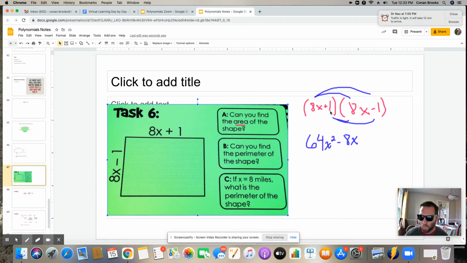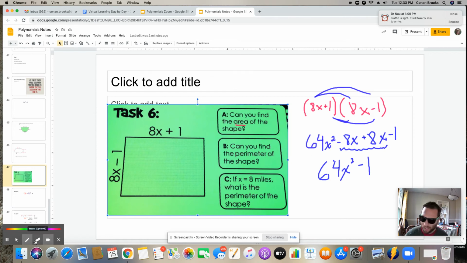And 1 times 8x is plus 8x. And 1 times negative 1 is negative 1. The middle terms combine. Negative 8x plus 8x is actually 0. So I'm left with 64x squared minus 1. And look at that, it's a difference of squares. Remember, difference of squares, take the square root of both, and it's plus minus. And that's why it cancels out the middle terms. So, ta-da! Okay, here's the area.